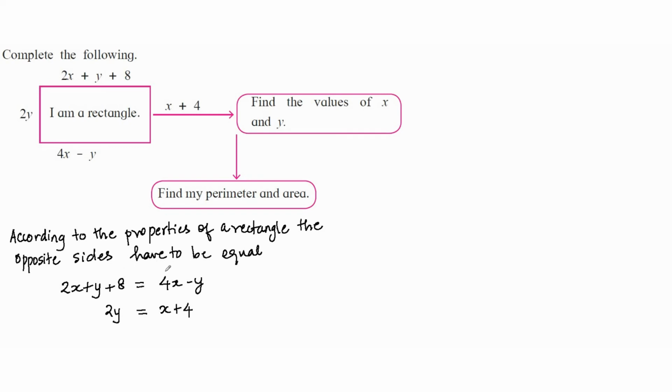Let us transpose 2x to the other side and y to the other side. So what I get is 4x minus y minus 2x minus y is equal to 8, which means 2x minus 2y is equal to 8, which means x minus y is equal to 4. This is my first equation.